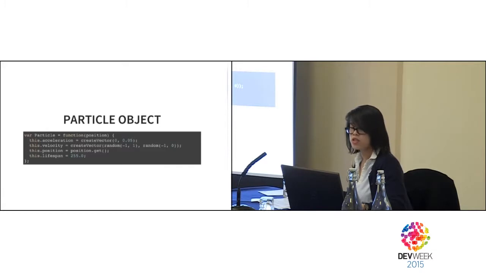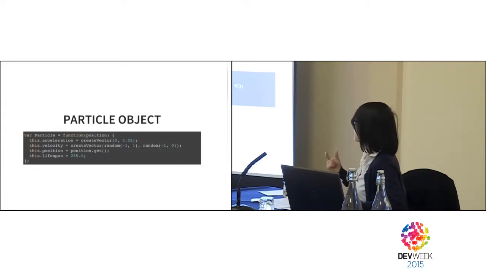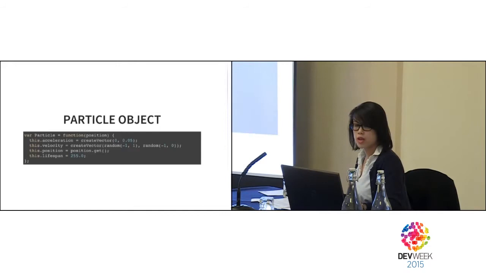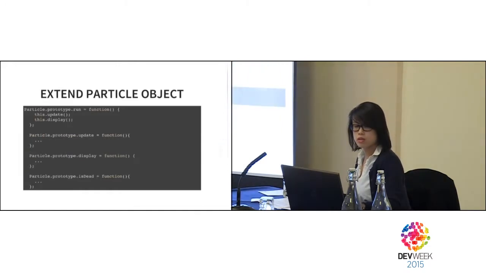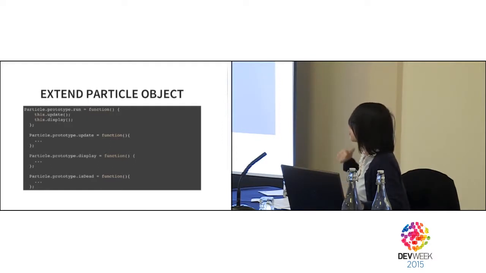In our particle object, each particle has its own acceleration, velocity, position, and a lifespan. This lifespan is actually important because if we just keep adding particles to our canvas, the browser is going to eventually run out of steam and crash. So once it reaches its 255th draw loop, the particle object will go back to the top, and then the particle system knows to stop adding particles.